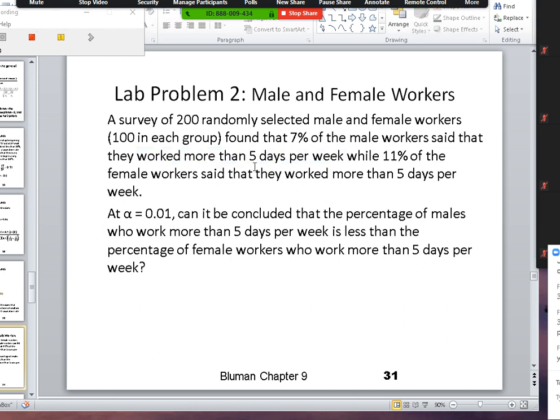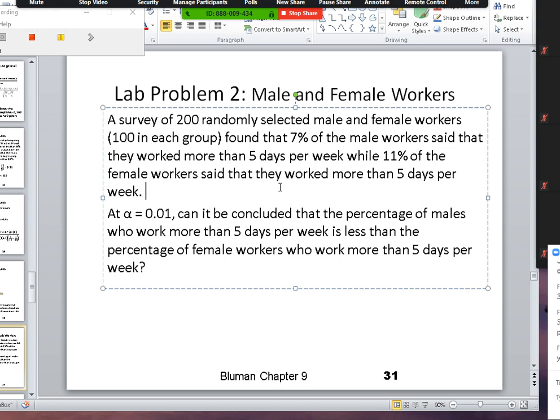Also, how else do you know it's a proportion? There is no word mean or average in here. If you look through this whole thing, you will not find the word mean or average anywhere in here. It's a proportion. Also, you'll find a percentage. This is a percentage. So we have 7% of males, 11% of females.